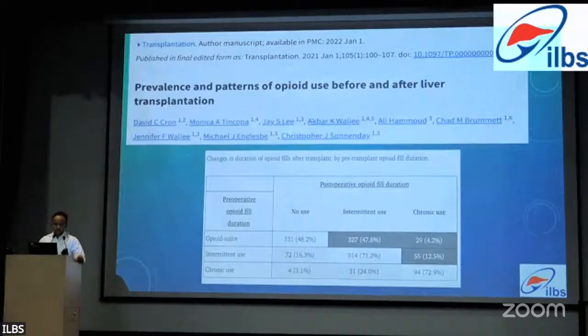So this is an interesting study where they looked at the prevalence and patterns of opioid use before and after liver transplantation. As we can see here in this graph, the incidence of chronic use in opioid-naive patients after liver transplantation was around 4.2%, while the incidence of intermittent use was around 50%. And these are patients who were not consuming any opioids in the pre-transplant period.